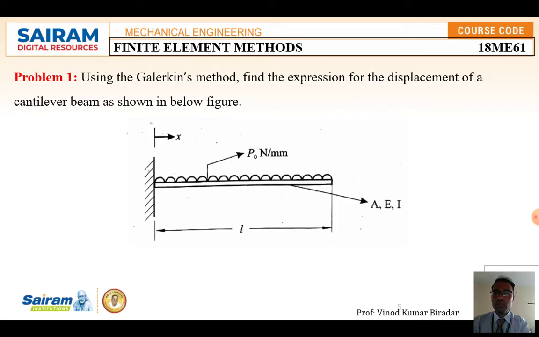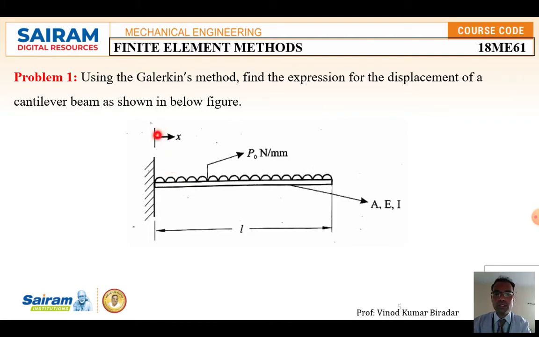Problem number 1: using the Galerkin method, find the expression for the displacement of a cantilever beam as shown in the figure below. Look at this, a cantilever beam is given. What do you mean by a cantilever beam? One end is fixed, and at the other end a load is acting, and that end is free. Such types of beams we call cantilever beams.